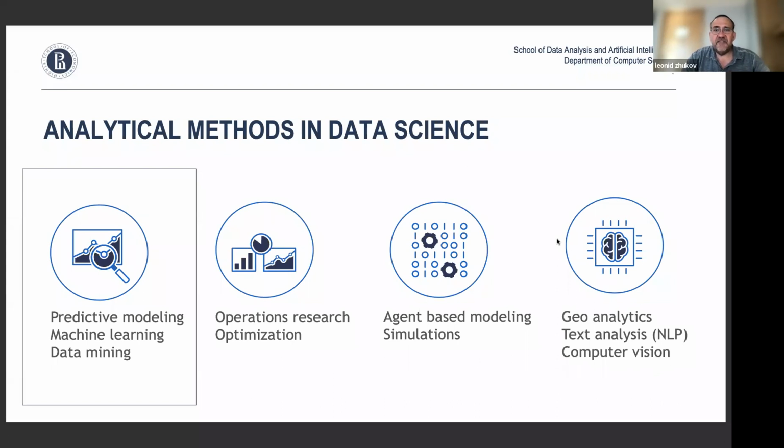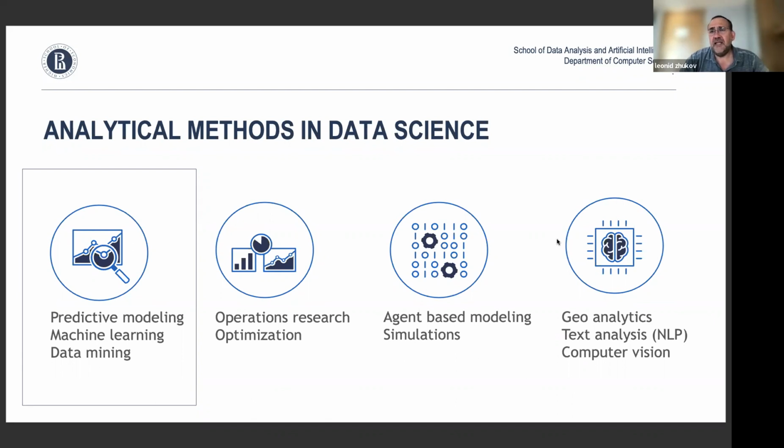And finally, there are very specific, special types of analytics methods that are also used in business. One is geoanalytics, where you use, for example, different optimization and machine learning methods together with geographic information, for example, geo-coordinates. Let's say you try to optimize the locations of your warehouses or stores, covering the maximum area with minimum expense.